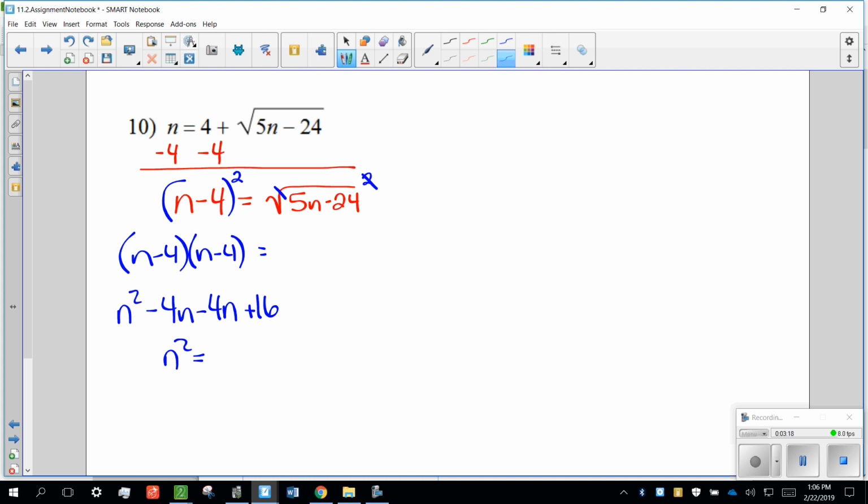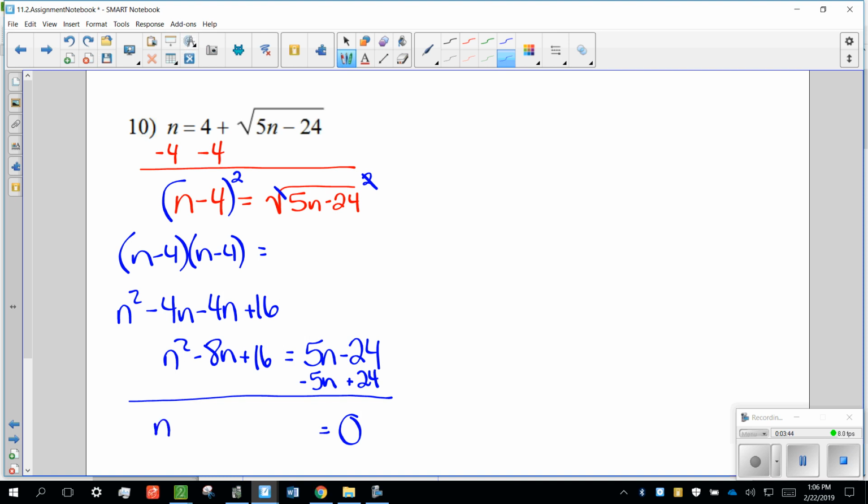Combine some like terms. Equal sign. N squared minus 8n plus 16 equals 5n minus 24. And when we have a quadratic, we're going to get all of the terms to one side. We'll subtract 5n and add the 24 so that we get 0 on one side. Negative 8n minus 5n is negative 13n, and then 16 plus 24 is plus 40 on this side.